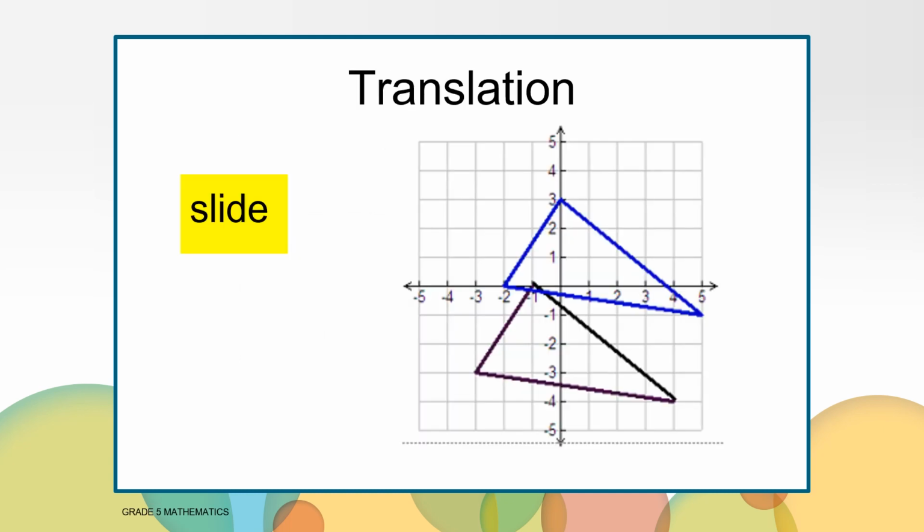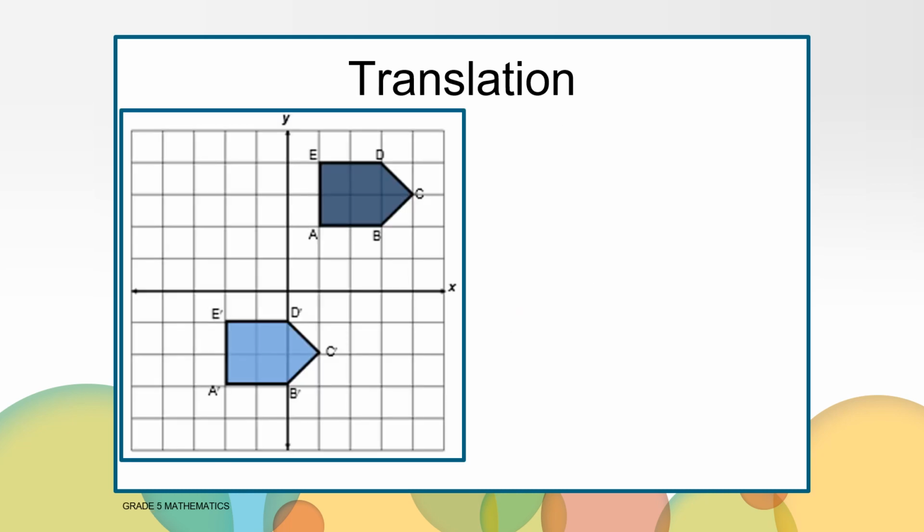In a translation, you slide a figure from one position to another without turning it and without changing the size or the shape. A translation is a transformation in which an image is formed by moving every point on the pre-image, or the first image that you have, the same distance in the same direction.